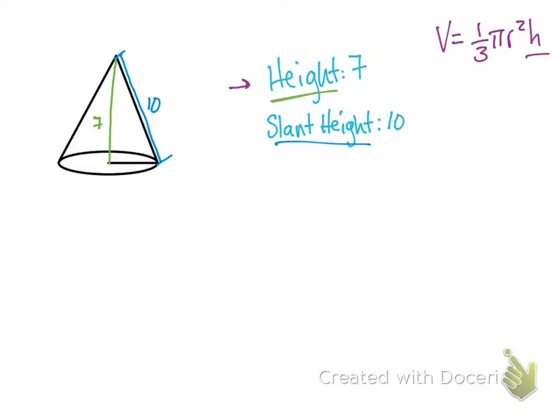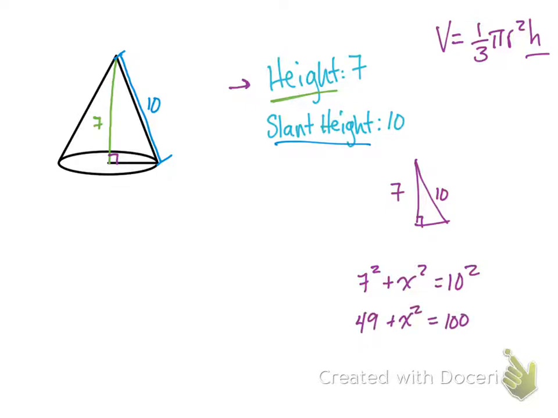So just like we did with pyramids, draw a little side view picture of this. 7. There's a right triangle right here, and this one's 10. How do we find that third side? Well, Pythagorean theorem. So 7 squared plus x squared equals 10 squared. I've been seeing some of you having a few problems remembering which numbers go where in your formula, so if you need to, I would recommend going back and reviewing that.